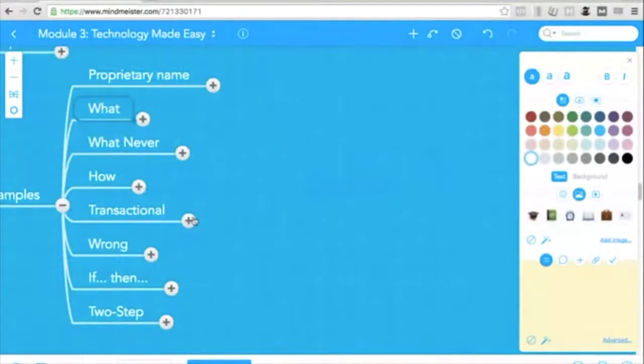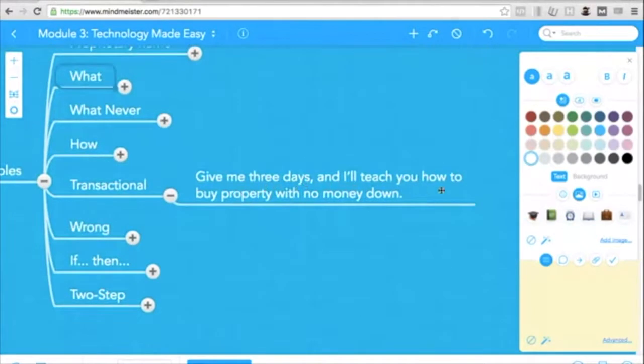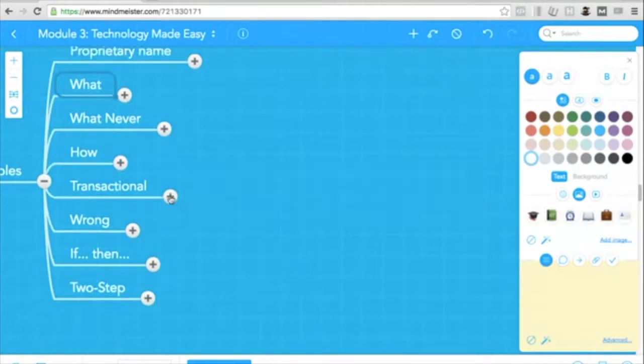Okay, next is transactional. Transactional, for example, give me 3 days and I'll teach you how to buy property with no money down. Okay, so transactional may bigayan. So give me this and I'll give you this. That's another good bullet point. And very tangible, 3 days. So 3 days maiksi na yun. I'm willing to give that to you to learn that skill. Diba? Okay, next is wrong.